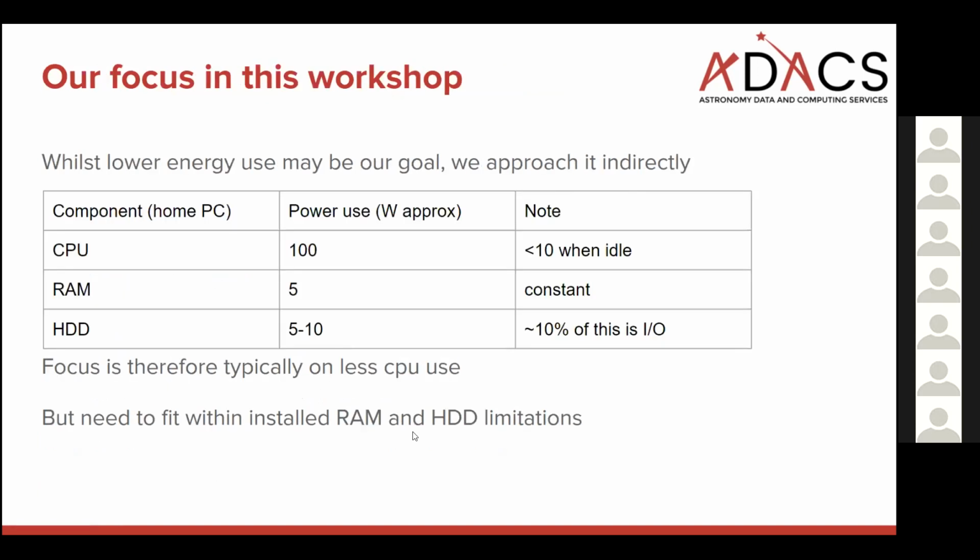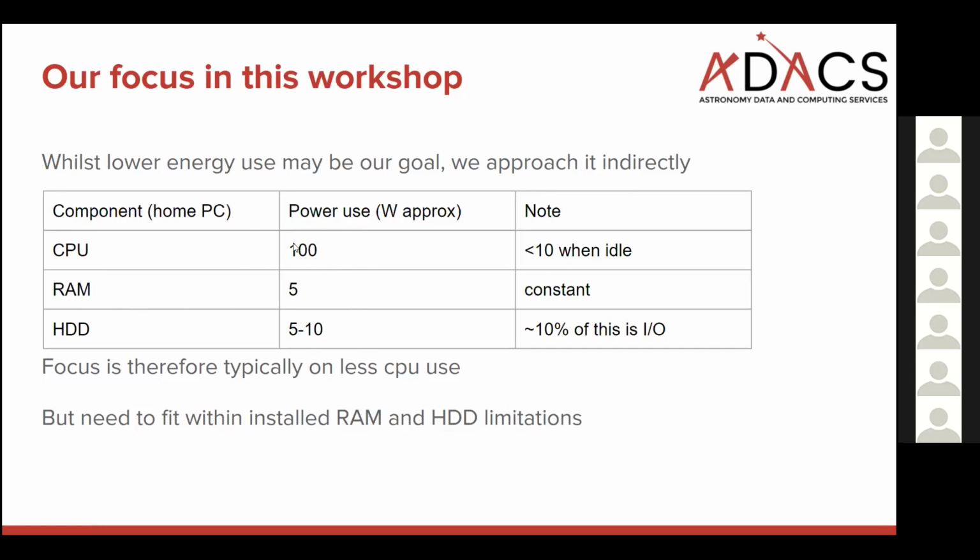So what are we going to focus on? For your home PC, these are the 3 main components that you might want to optimize against: RAM usage, disk storage, and CPU time. And I've listed here approximately, and by approximately I mean basic Googling, the amount of power used by each of these components.